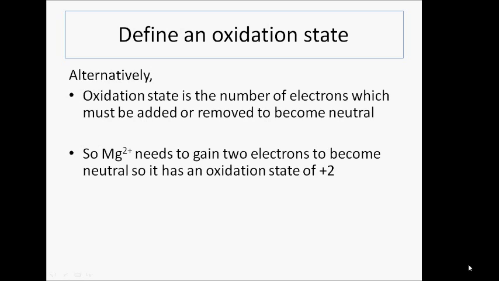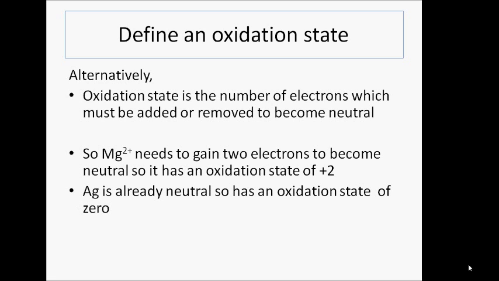So for the first one, magnesium 2+. If you have an ion Mg2+, then in order to become neutral, the Mg2+ needs to gain 2 electrons, because it has a 2+ charge, which means it has 2 fewer electrons than protons. So to become neutral and have the same number of protons and electrons, it needs to gain 2 electrons. So because it needs to gain 2 electrons to become neutral, it has an oxidation state of +2.